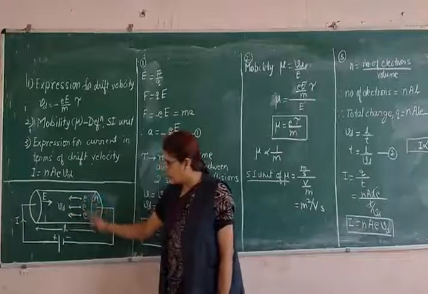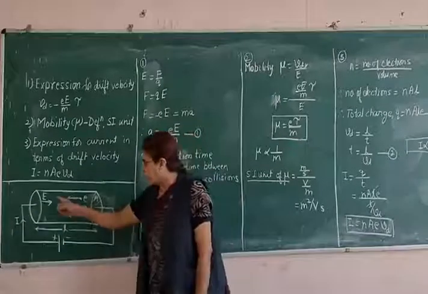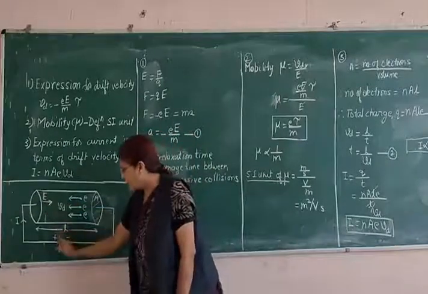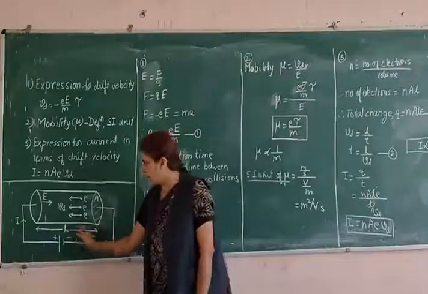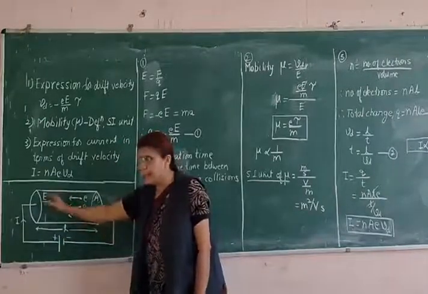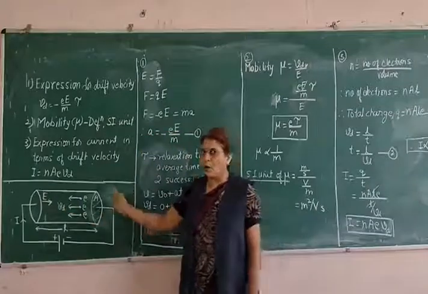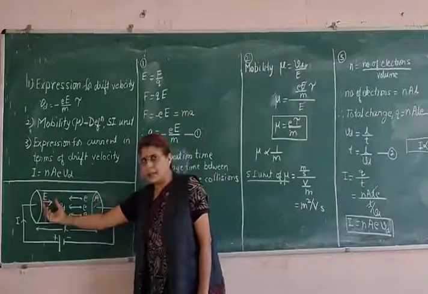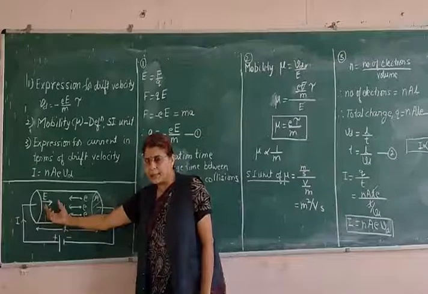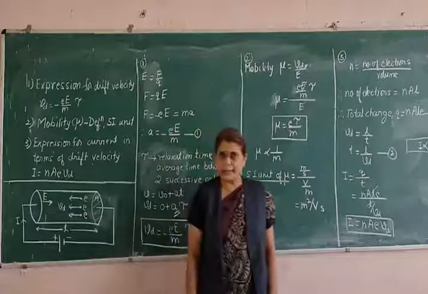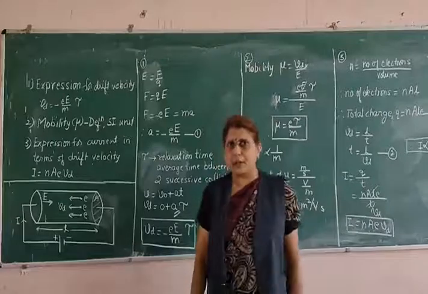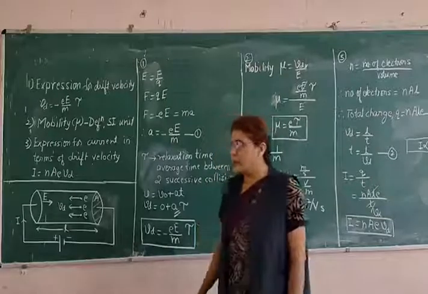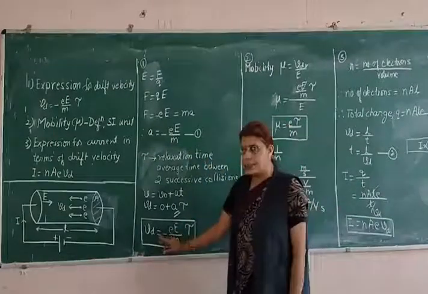This e is the symbol for electron, and the electric field is always from the positive terminal to the negative terminal. So you can see the directions of Vd and E. The direction of drift velocity is always opposite to that of the applied electric field. This concept I had told you last time. This was the definition of drift velocity. Now we are actually going to derive an equation for drift velocity.